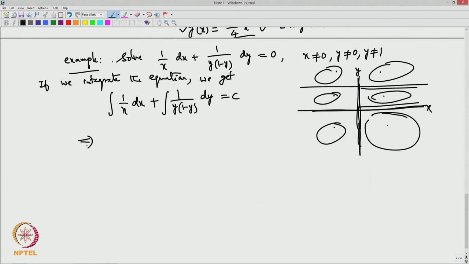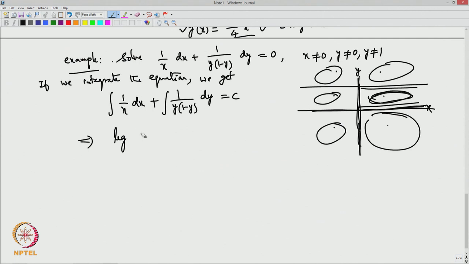So if you know how to evaluate this, we are through. So this will be log x, log mod x. Okay, let's say for simplicity, you are in the domain where x is positive and y is between 0 and 1, in this domain.